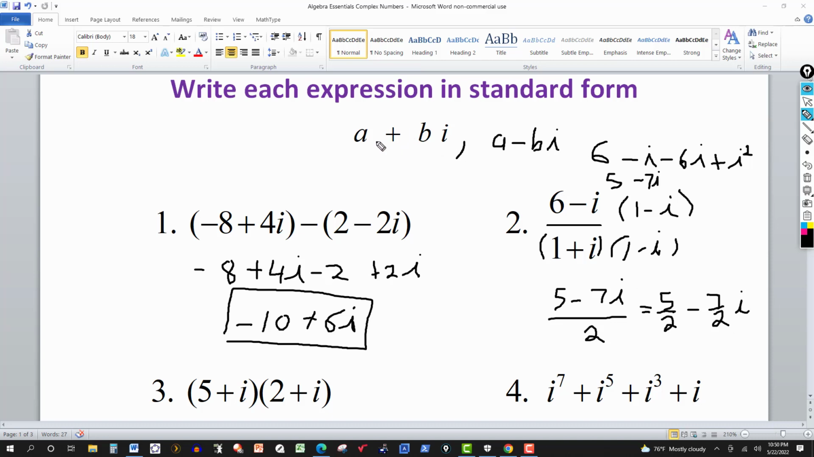Now we could make it look more like this, making this a plus and then a minus. But general practice is to just leave it in that form. But you could make it a plus here and a minus here. It's the same thing. We just leave it in that form: 5 halves minus 7 halves i.